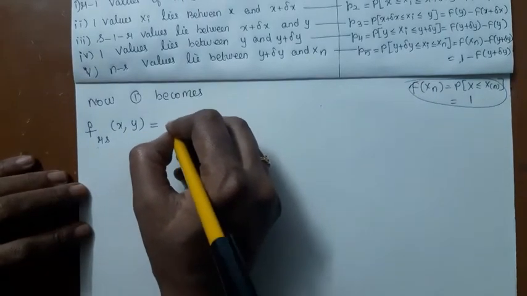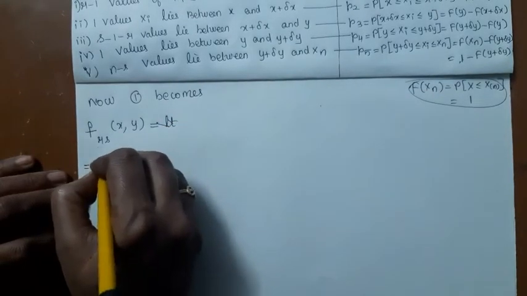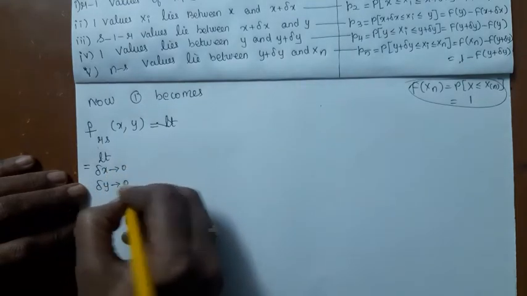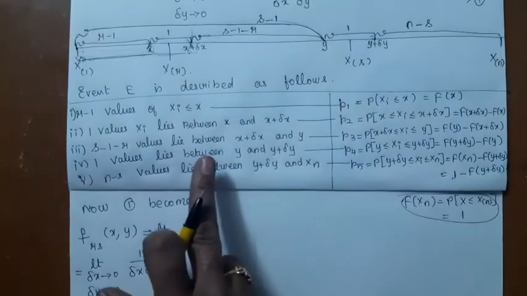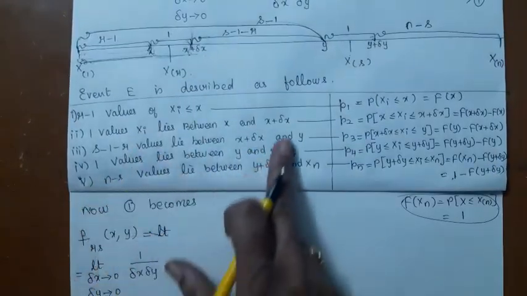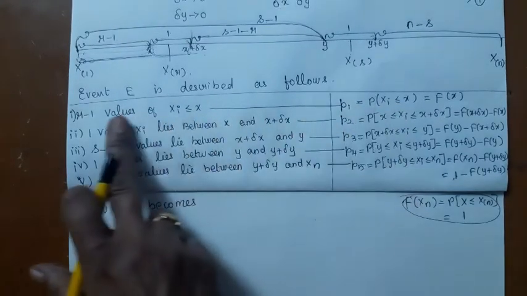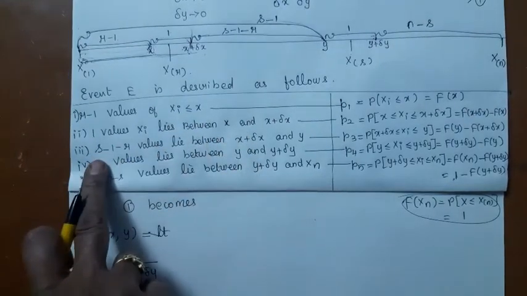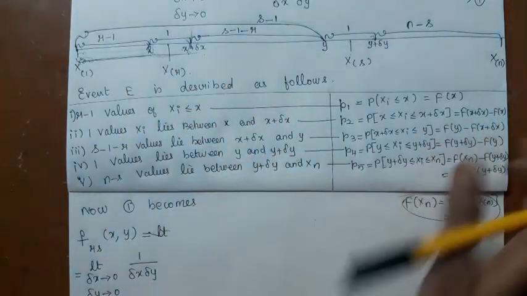That is equal to limit delta x tends to 0, delta y tends to 0, 1 by delta x delta y. I am going to define the numerator, which is the event E, and I understand that E is nothing but a variable which follows multinomial distribution. Some r minus 1 values are in this interval, 1 value is in this interval, s minus r minus 1 values are in this interval. So this is nothing but a multinomial distribution.